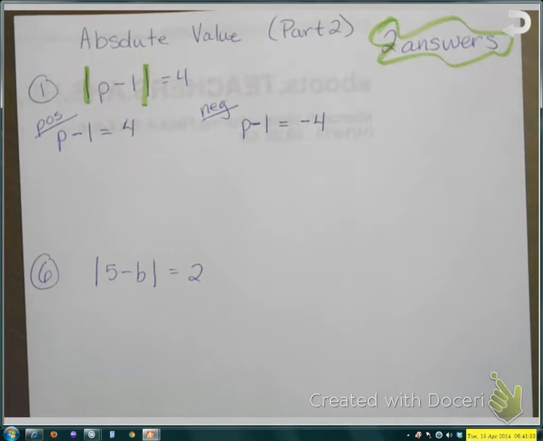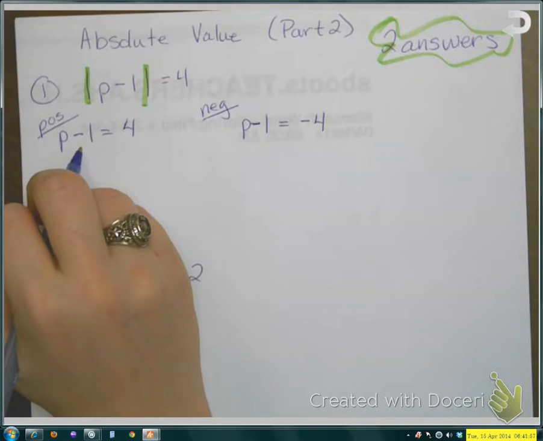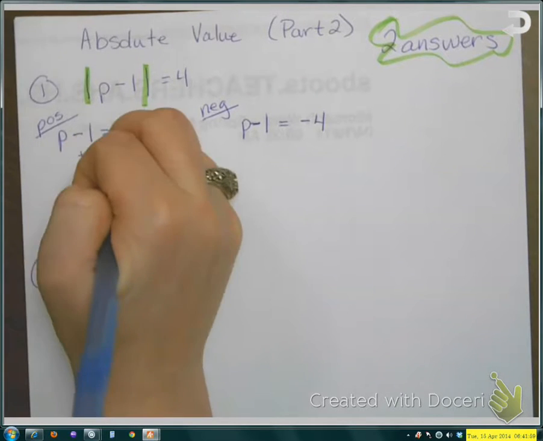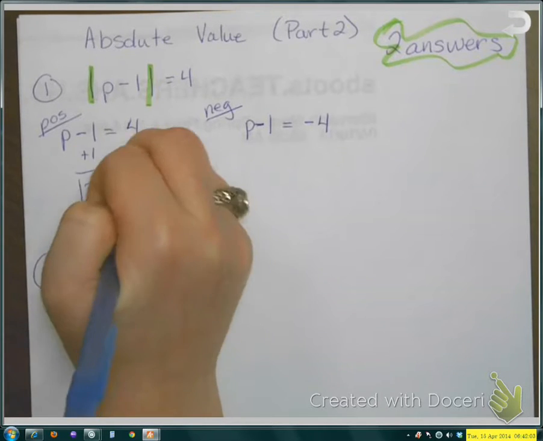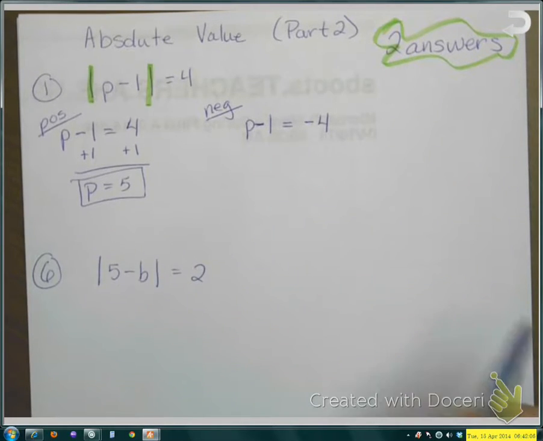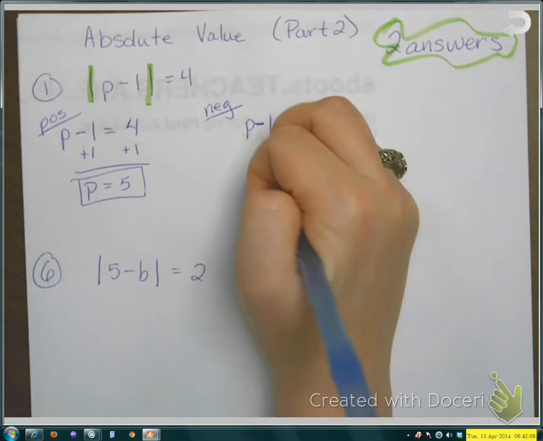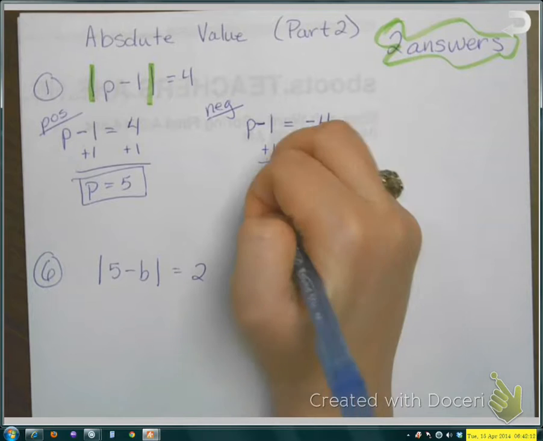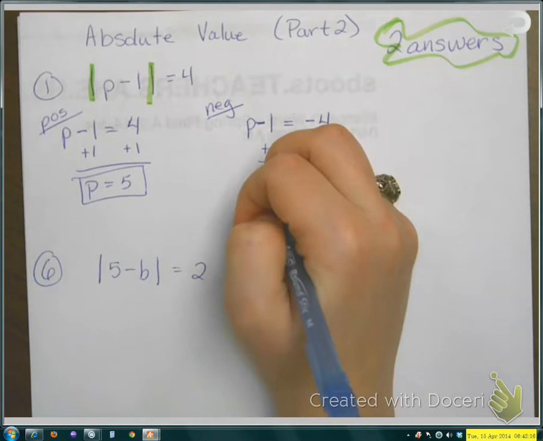Now solving, you solve it the same way you solve any linear equation. So how do I get rid of the 1? That's right, we're going to add 1 to both sides. So now I have p equals 5. That is one of my solutions. Let's find the other solution. Again, add 1, add 1. What do we get over here? P equals negative 3.